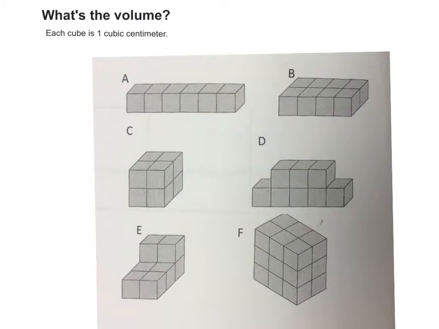If each cube is worth 1 or is 1 cubic centimeter big, what is the volume of figure A? Let's count the cubes. 1, 2, 3, 4, 5, 6. There are 6 cubes. So the volume, everyone, is 6 cubic centimeters. Very good. And you can write it like that. What about for figure B? What's the volume? 8. Very nice.